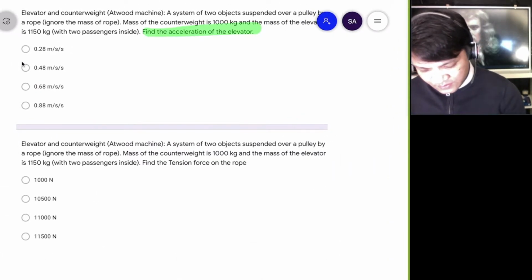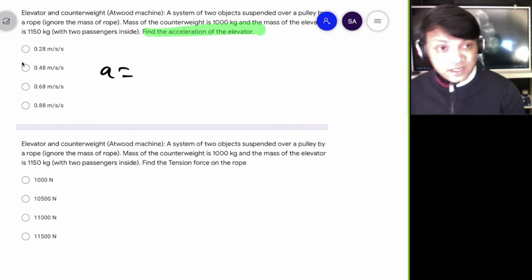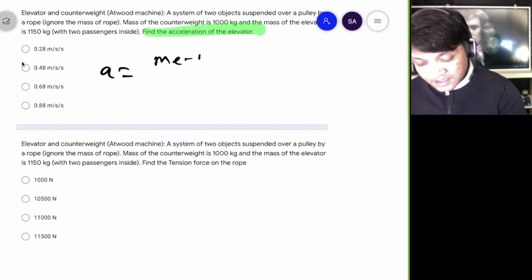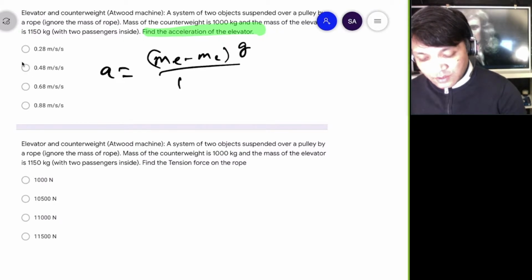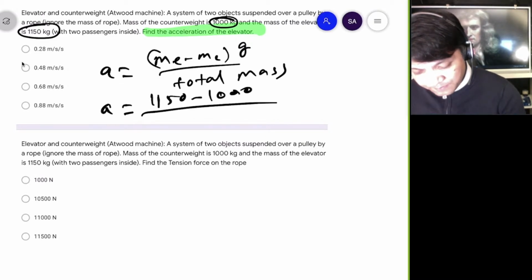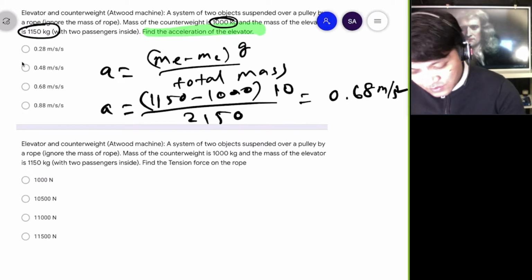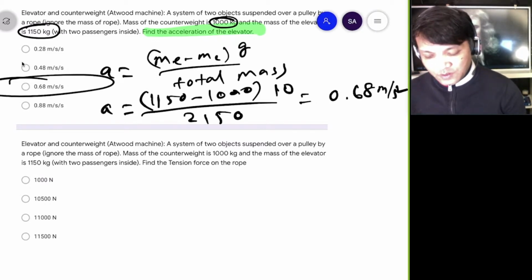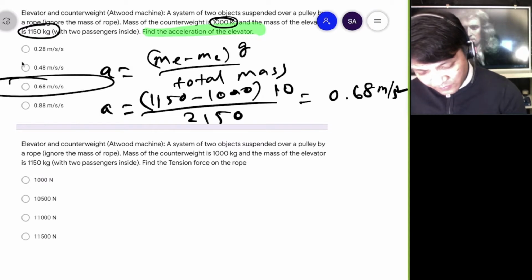What is the acceleration? The acceleration of the elevator formula is (ME minus MC) multiplied by g, divided by the total mass. This is 1150 minus MC, which is 1000, multiplied by 10, acceleration due to gravity, divided by 2150, and that gives you 0.68 meter per second squared. So the answer is 0.68.